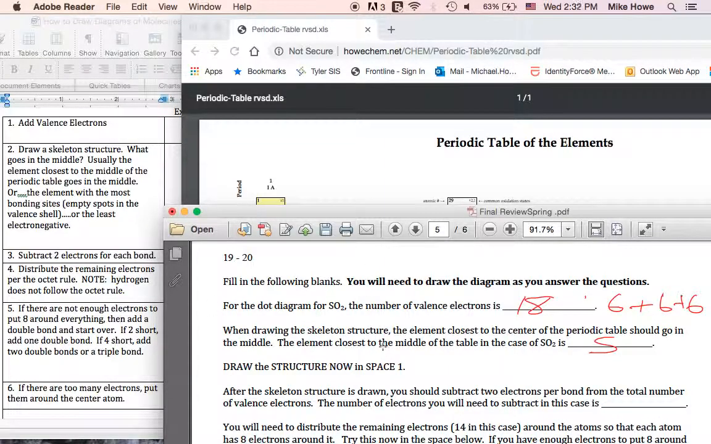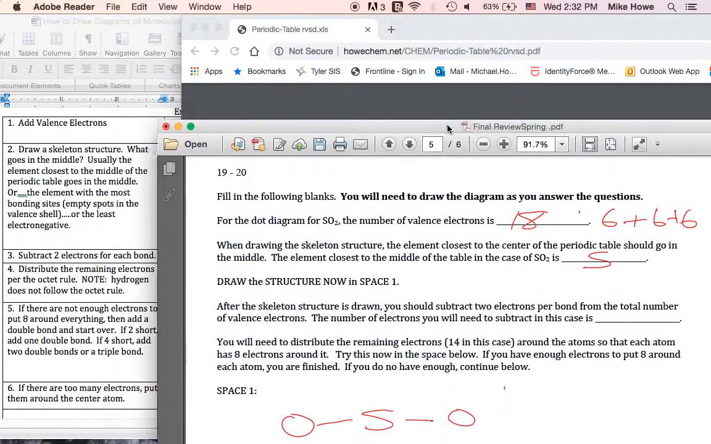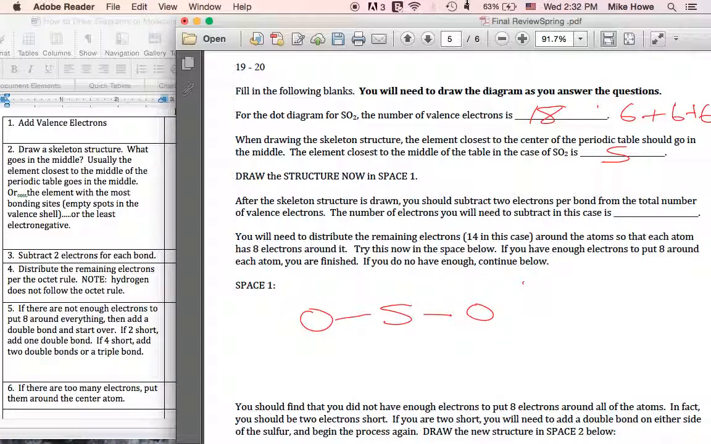All right, so now we're going to draw our skeleton structure. We've got sulfur in the middle, and oxygens on the outside. All right, so now you subtract 2 electrons per bond from the total number of valence electrons. So how many bonds do we have? 2. So the number you need to subtract is 4.